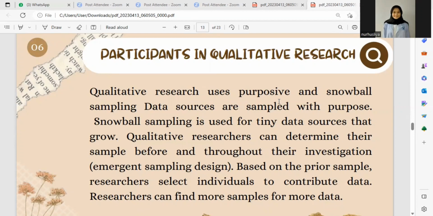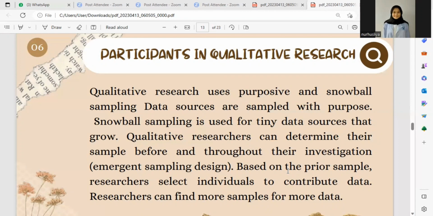Qualitative research starts with specific social settings, not a population. Qualitative study results are applicable to similar social settings, not the population. Qualitative research uses research participants or informants instead of respondents.